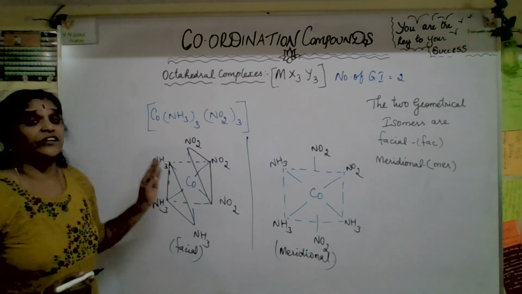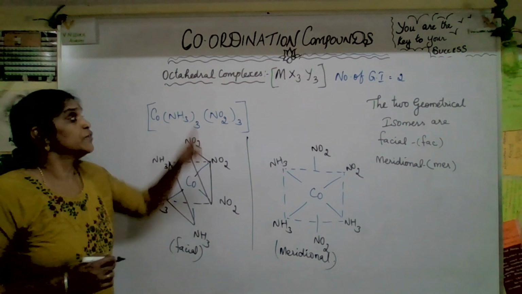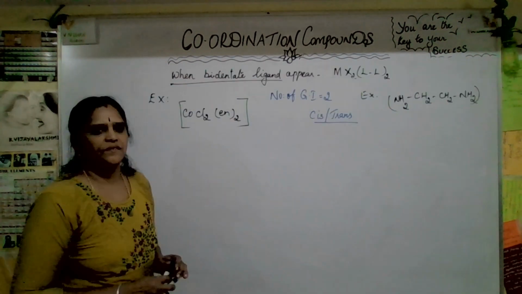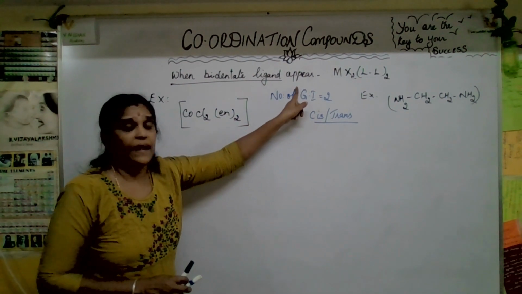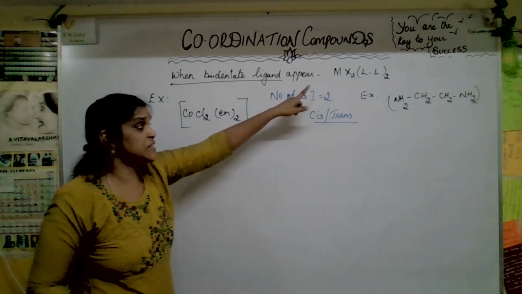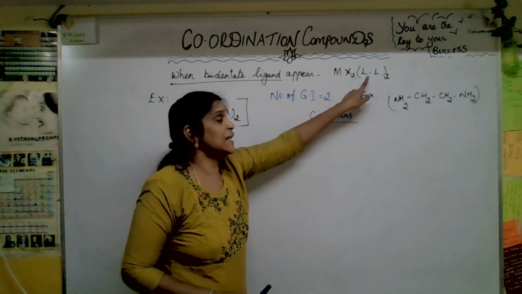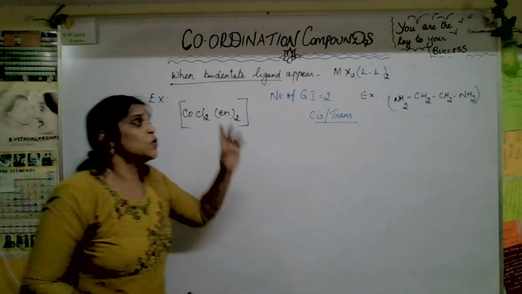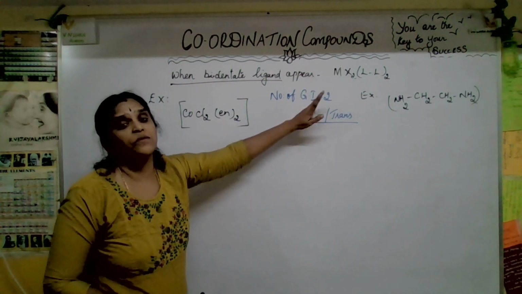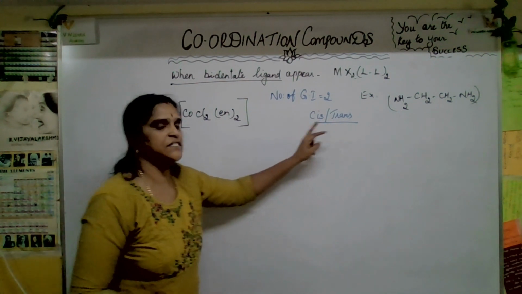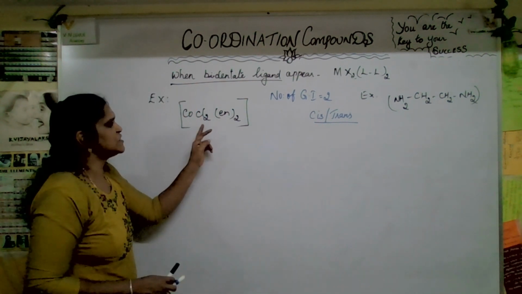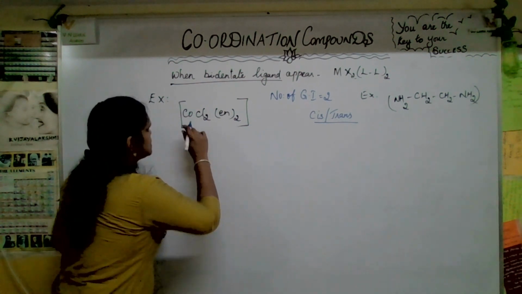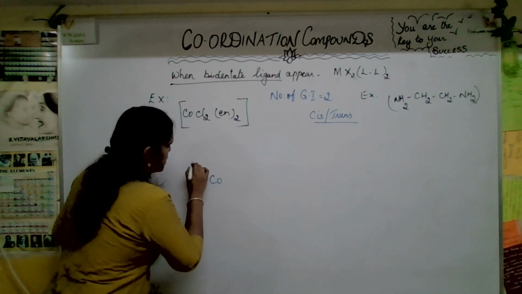Okay, now we are going to see one more example of geometrical isomer. Now suppose bidentate ligand appears. So what is the combination? MX2 LL twice. See, ethylenediamine comes such kind of. So how many geometrical isomers are possible? Only two, that is cis and trans. Example, CoCl2 en twice. Okay, let us draw that structure. Which is the central metal ion? Co, it's a central metal ion.